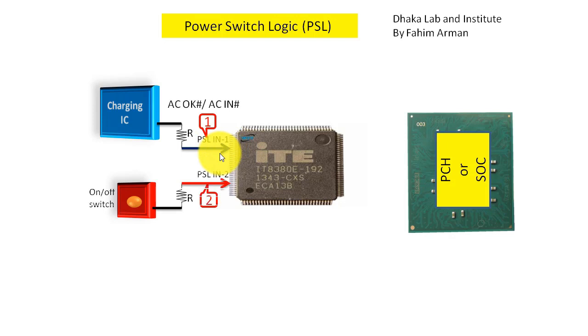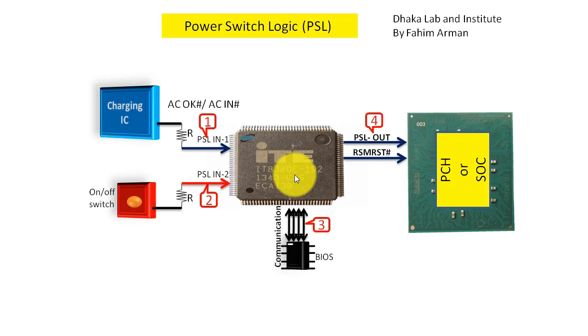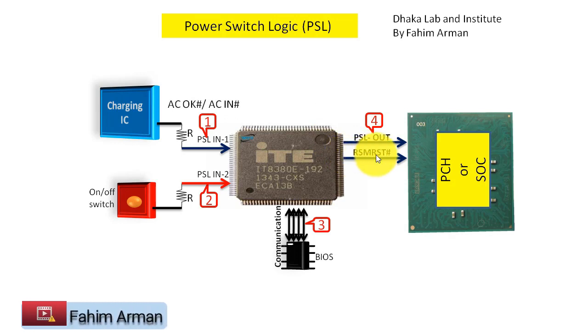On the other hand, there will be another signal that comes after pressing the on/off switch, and this signal will come through a resistor, and after this resistor there will be 3.3 volts, and this PSL_IN2 will be high. That will enter into the IO chip, and there will be communication with the BIOS, and if the communication is successful, then there will be a PSL_OUT signal and an RSMRST# signal. These signals will be low.